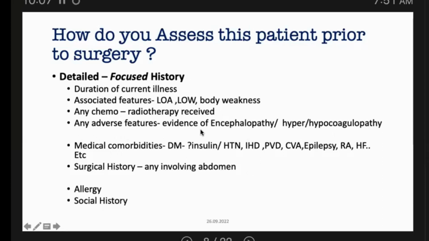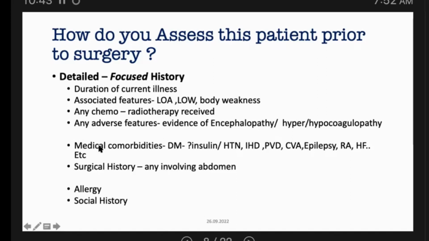And are there any adverse features like evidence of encephalopathy or hypercoagulopathy? Hypercoagulopathy is very common with malignancies like hepatocellular carcinoma, and any sort of liver-related or other malignancies can precipitate it. So we have to be very careful because they are prothrombotic and can get deep vein thrombosis. So we have to be very careful about fluid management and preoperative DVT prophylaxis in some patients, and you might also have to put on DVT stockings and calf compression pumps during surgery if it is going to be a long-duration surgery, right?